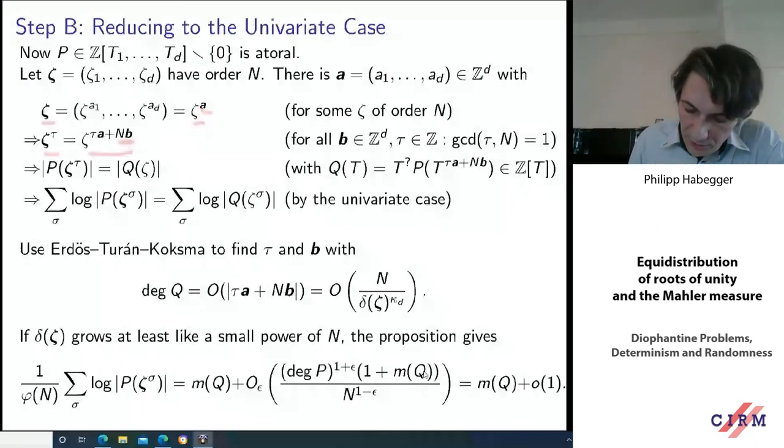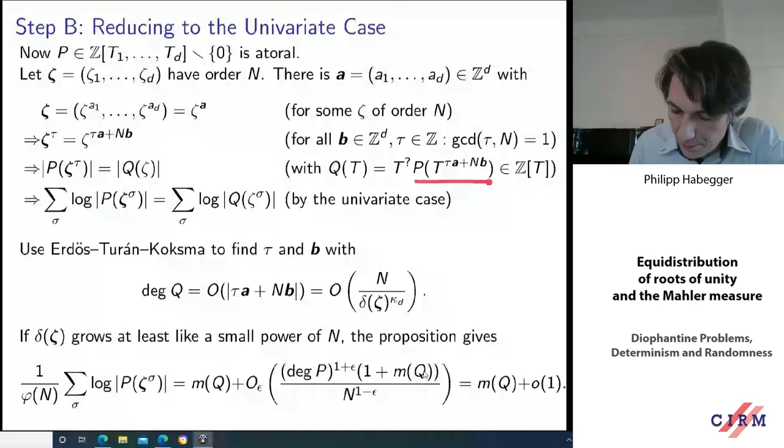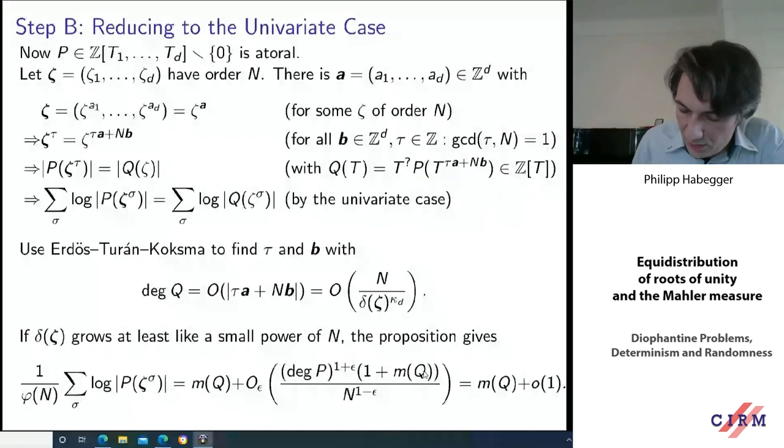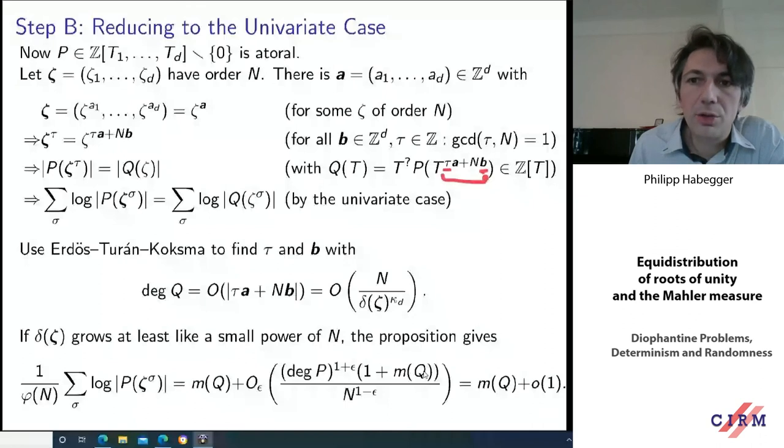So using this freedom, I can construct a polynomial starting from P, using this exponent here. And the game is then to choose this exponent, choose tau and b in such a way that this exponent is as small as possible, right? That will give me a polynomial of as small as possible degree.